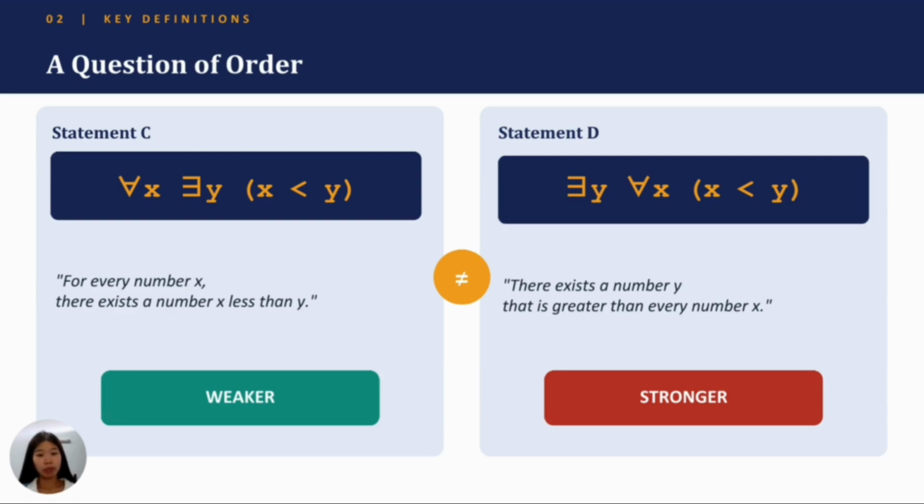Its meaning becomes there exists a number y that is greater than every number x. So if we exchange this, we can clearly see that it brings a different meaning. And we can also see that statement C is actually a weaker statement than statement D. Next, I will pass the section on mathematical proving to my teammates.